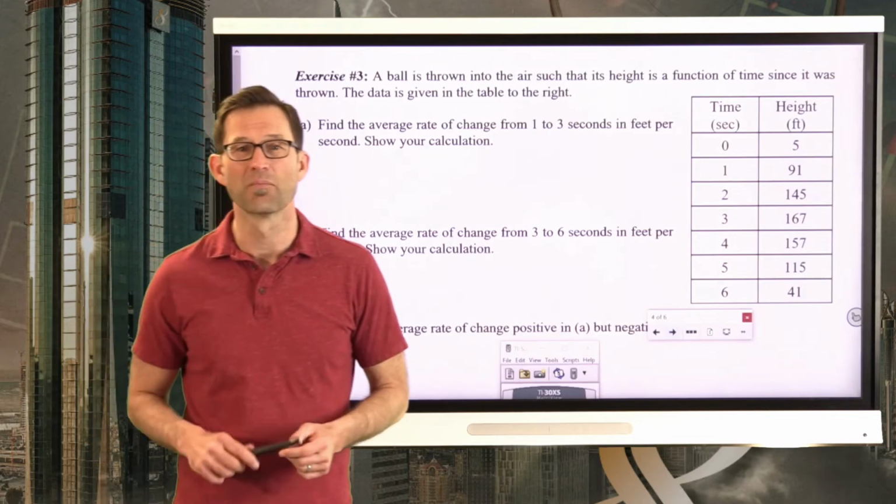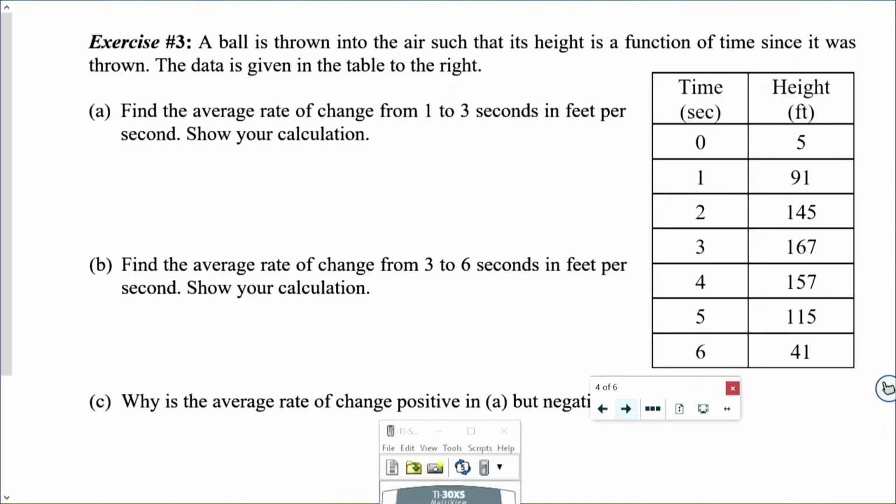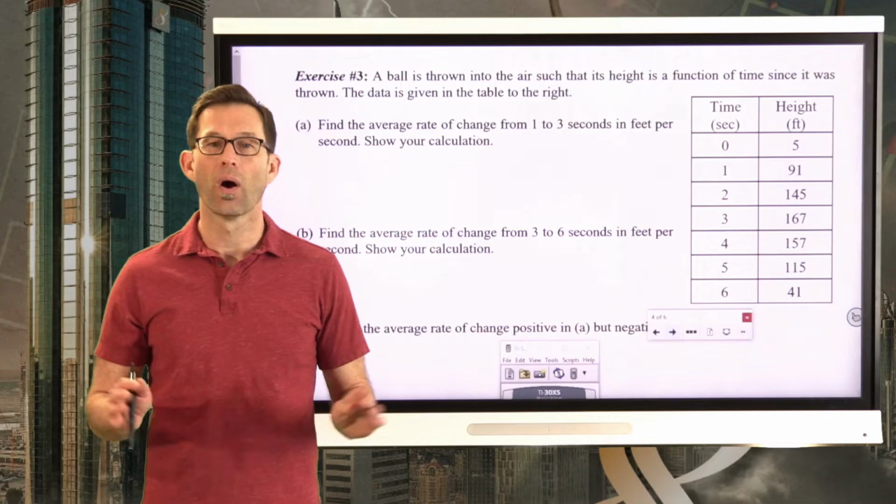Let's work a little bit with average rate of change. All right, exercise number 3. A ball is thrown into the air such that its height is a function of time since it was thrown. The data is given in the table to the right. Letter A, find the average rate of change from 1 to 3 seconds in feet per second. Show your calculations.